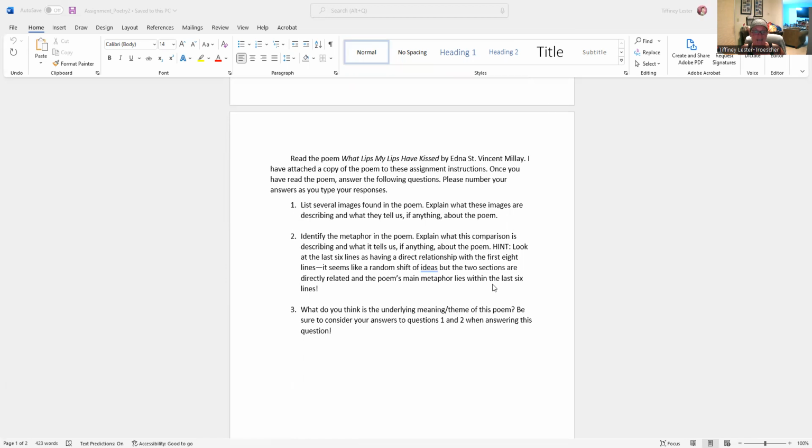Number 2, identify the metaphor in the poem. Explain what this comparison is describing and what it tells us, if anything, about the poem. I give you a hint. I say, look at the last 6 lines as having a direct relationship with the first 8 lines. It seems like a random shift of ideas, but those 2 sections are directly related, and the poem's main metaphor lies within the last 6 lines. Let's take a look at that real quick and we'll see what I'm talking about.